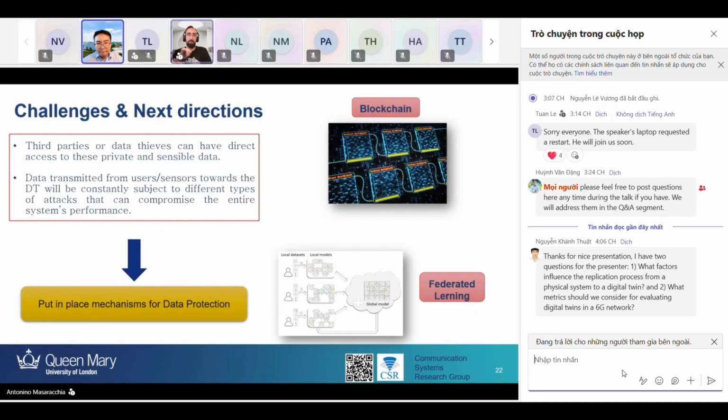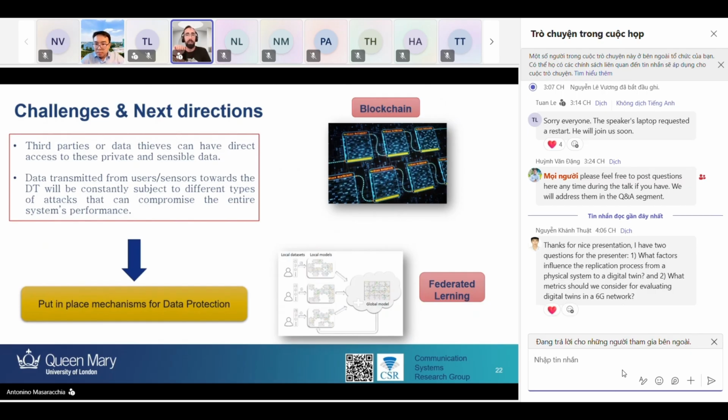Yeah, the security in the digital twin representation is mainly related to guaranteeing the secrecy of the data, meaning that no sensitive data can be revealed from the transmissions, because as we said, we need some data from the users to do some prediction.